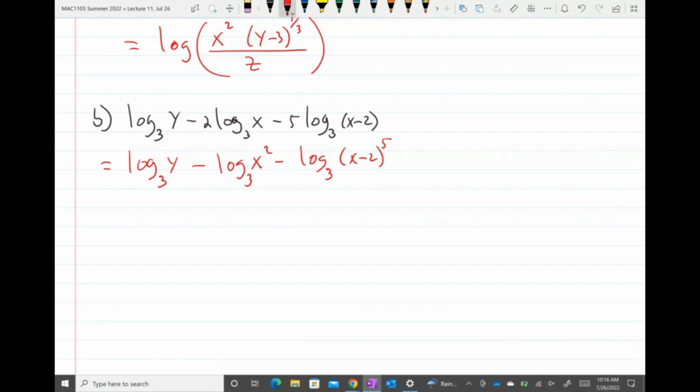Did you factor out the negative? Okay, very good. So we can factor out the negative. So that would be log base 3 of x squared plus log base 3 of (x minus 2) to the 5.